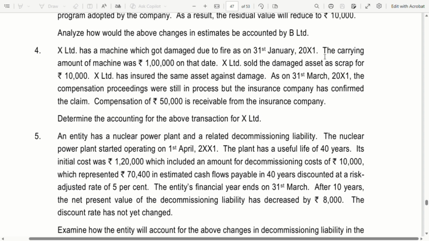Okay. X Limited has a machine which got damaged due to fire as on 31st January 2001. Carrying amount of the machine was rupees 1 lakh on that date. Okay, ये carrying value था मशीनरी का जब वो डैमेज हो गया फायर से तब। X Limited sold the damaged asset as a scrap for rupees 10,000. फिर हमने इतने का सेल किया असेट को। हम लोग के बैलेंस शीट में कैरिंग वैल्यू था 1 लाख का, बट हमने सेल किया 10,000 का, तो 90,000 का तो हमें लॉस हो गया.